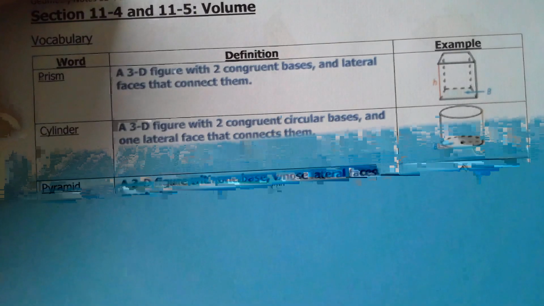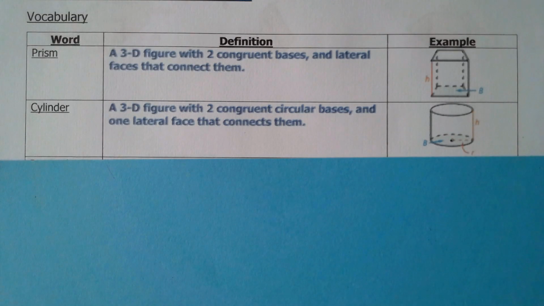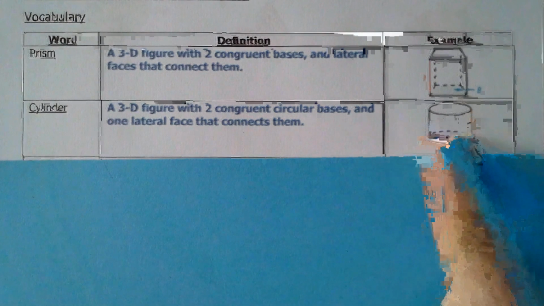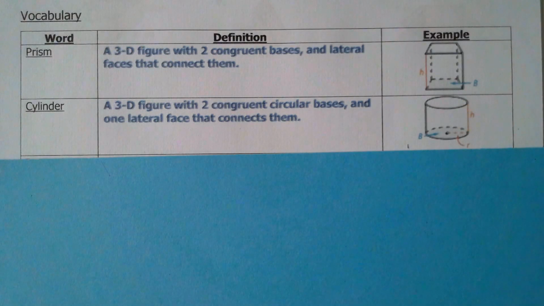Next, we're going to talk about a different kind of prism, which is a cylinder. Now, a cylinder is just like a prism in that it has two congruent bases connected by a lateral face, but instead of those bases being our multi-sided shapes, such as pentagons, hexagons, and so on, we have a circle as our bases, and we have one single face that connects them, one round face there.